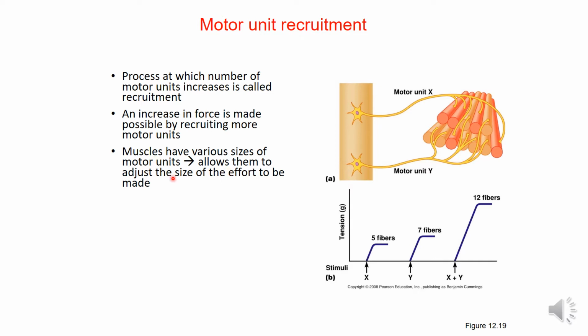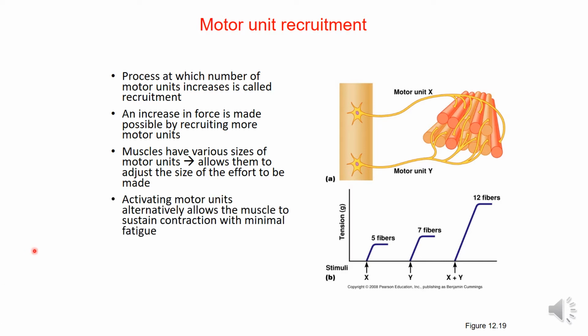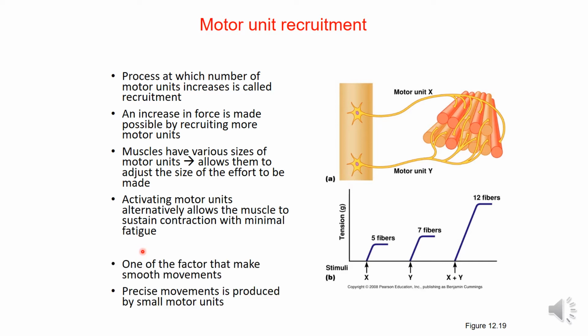Muscles have various sizes of motor units, which allow them to adjust the size of the effort to be made. So according to the degree of activation of the motor units, the degree of contraction of the muscle will be affected. Activating the motor units alternately allows the muscle to sustain contraction with minimal fatigue. That usually occurs in the muscles that contract for long times, like muscles of the back and muscles of the side. If you are going to stand for a long time, we have alternation between the contracting and relaxing muscle fibers, and this resists the effect of fatigue and prevents the development of fatigue in skeletal muscles.